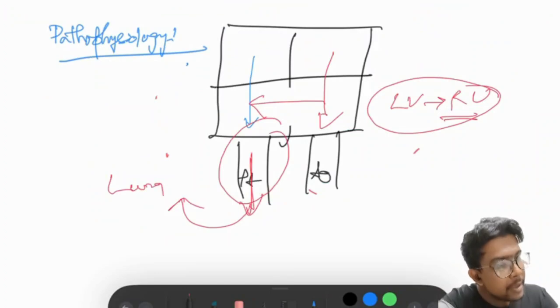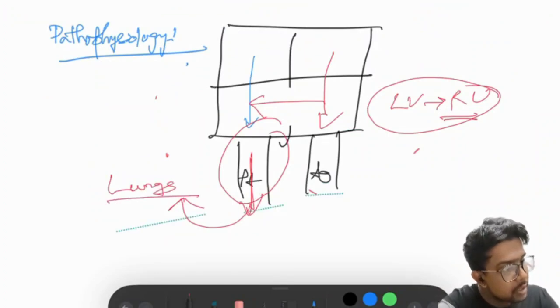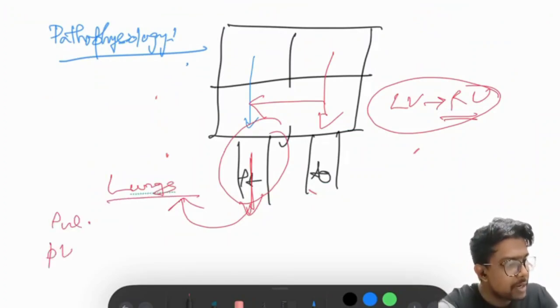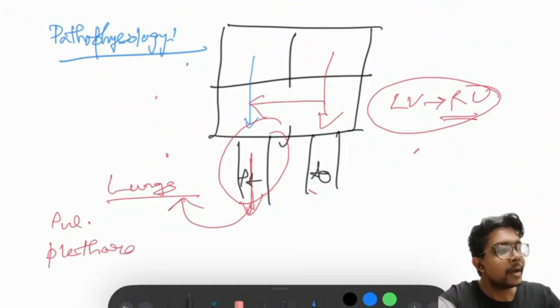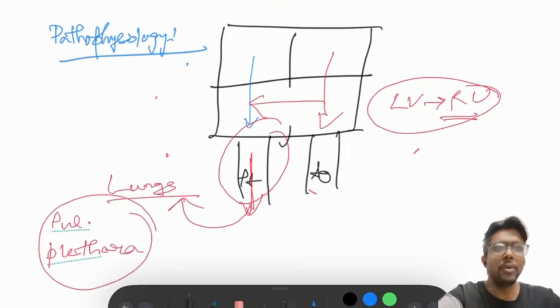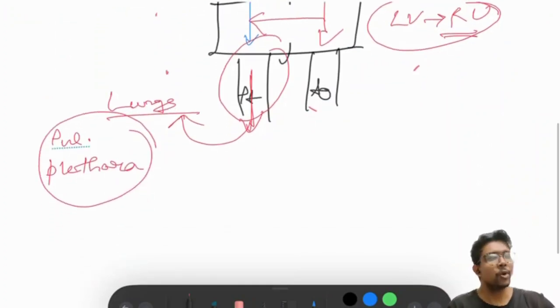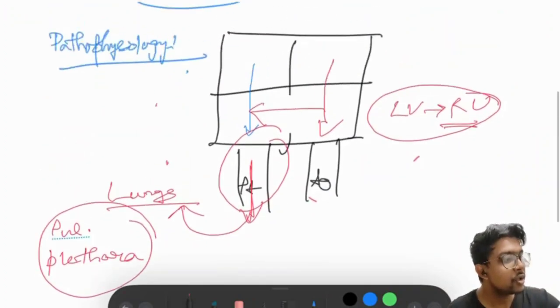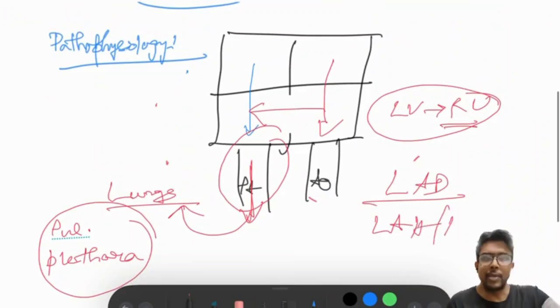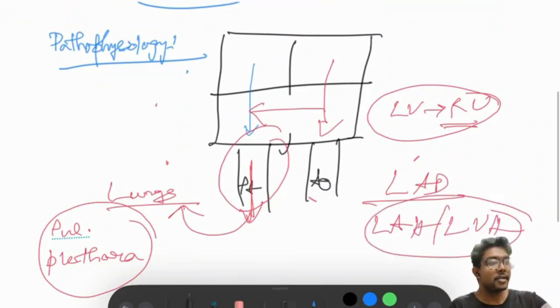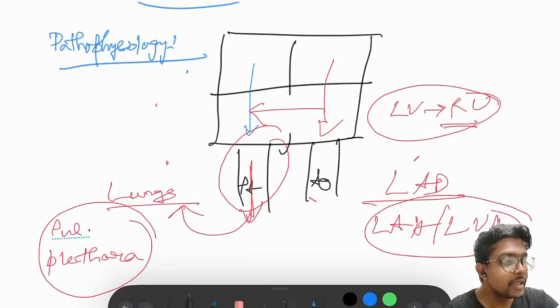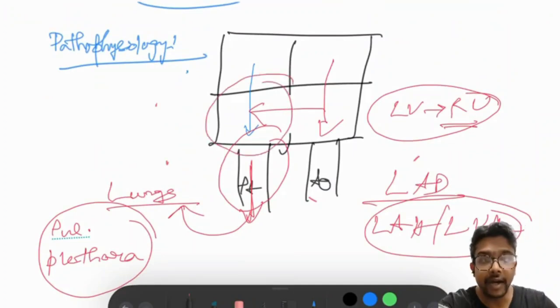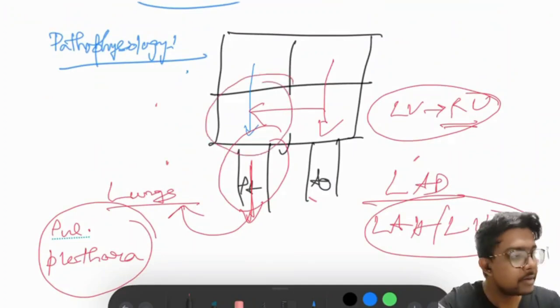So there will be pulmonary plethora in chest X-ray. I will discuss it later on. But when we do ECG or echo, we will find a strange thing: there is left axis deviation or left atrial hypertrophy or left ventricular hypertrophy. You may be surprised why it is happening. The blood is coming from the left side to the right side, so there must be an enlargement of the right side of the heart, but that doesn't happen.